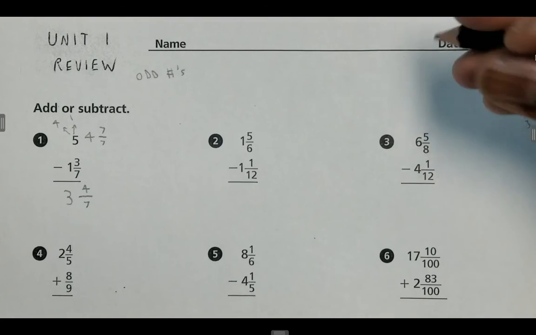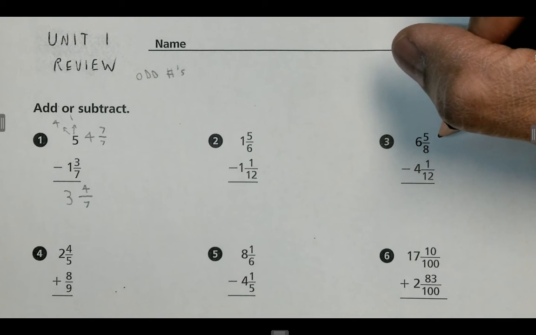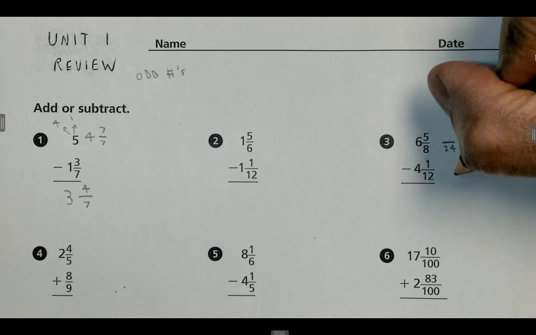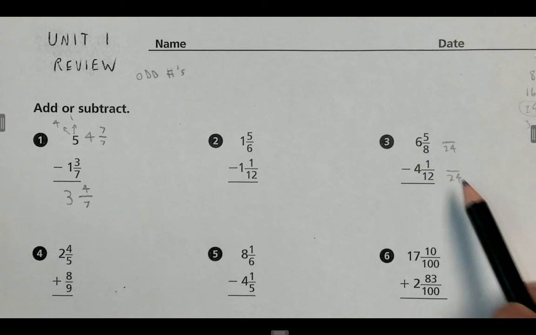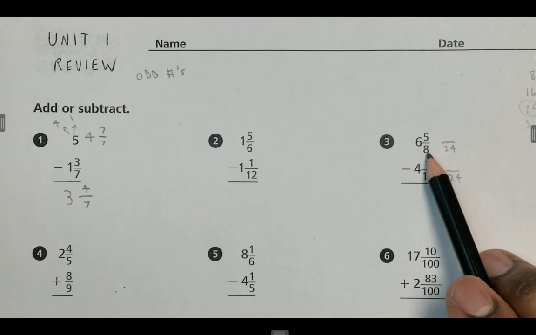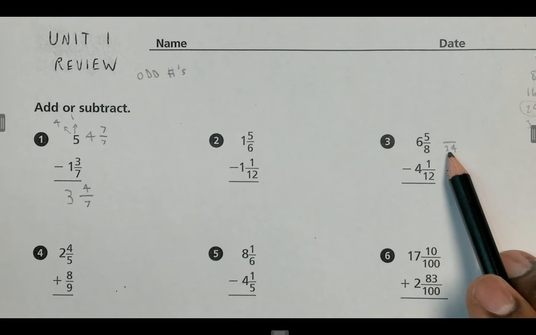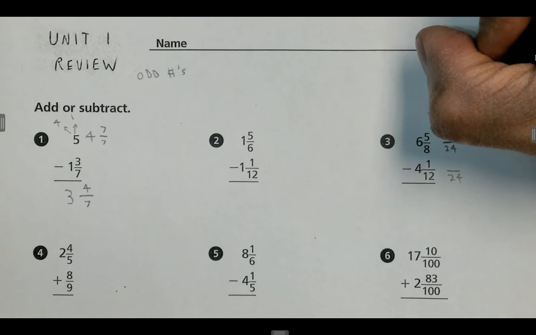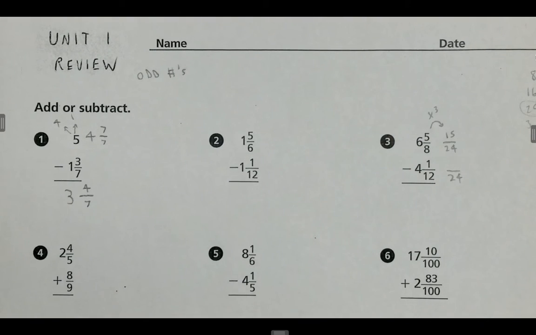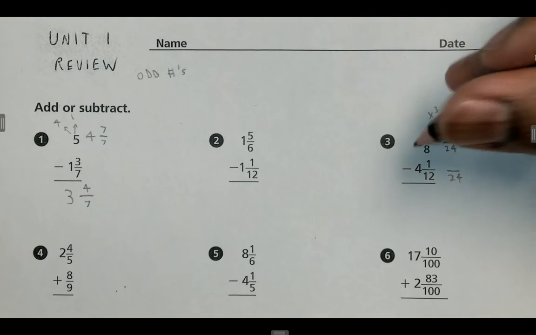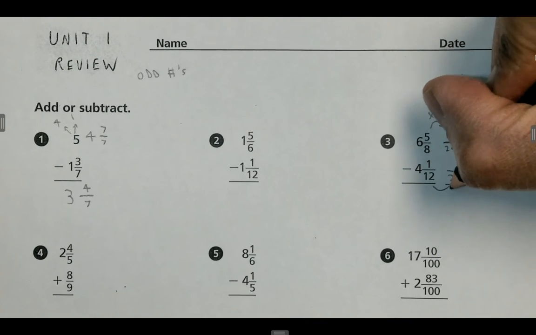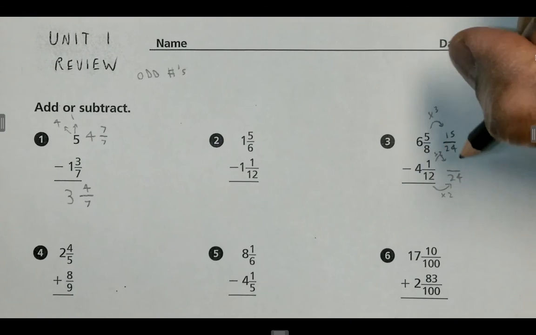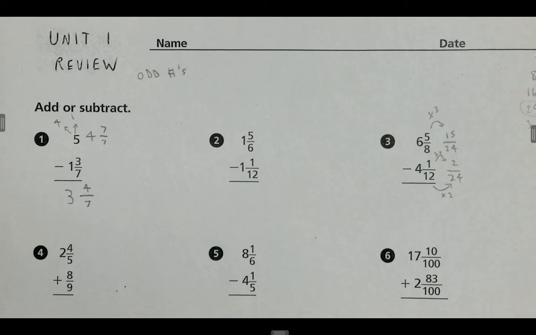So I'm going to rewrite both of these having 24 at the bottom. What I do to one side, I must do to the other. So over here, if I'm starting with 8, what do I have to multiply 8 by to get 24? Times 3. Let's do the same to the top. 5 times 3 is 15. 1/12. If I start with 12, what do I have to multiply down here? Times 2. Do the same up here. 1 times 2 is 2.